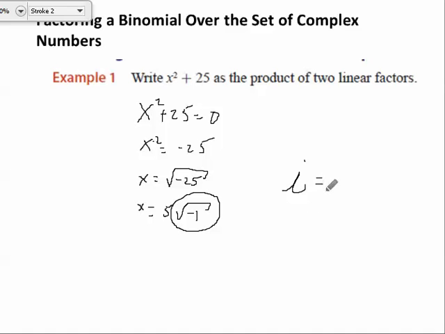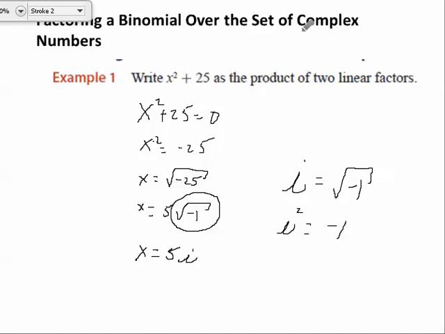Imaginary means that it doesn't really exist. It's the square root of negative 1, and if I square it, i squared is equal to negative 1. It really is that simple. So in this situation, we're going to say that x is equal to 5i, and that becomes an imaginary number.